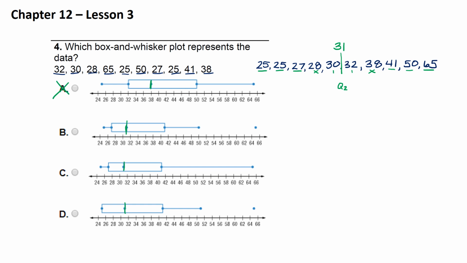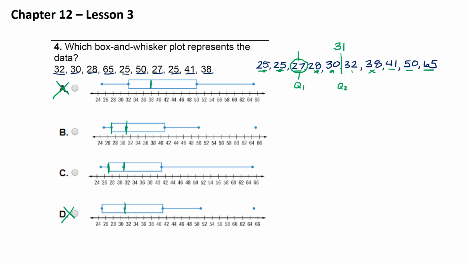Let's find the middle of the lower half. Left, left, right, right, middle. 27 is our middle. So that is quartile 1. Graph B has 27 for quartile 1. Graph C has 27. Graph D has 25, so that is eliminated.